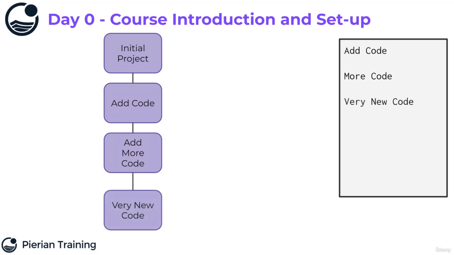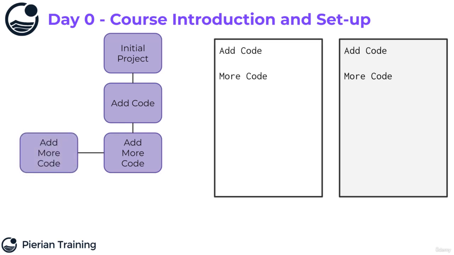Now let's say in an instance, you try some very new code, but unfortunately, it actually ends up being buggy, and it ends up breaking the rest of your code. So luckily, with a version control system, you can easily just roll back to a previous checkpoint. So here, we can just roll back to this part where we added more code.